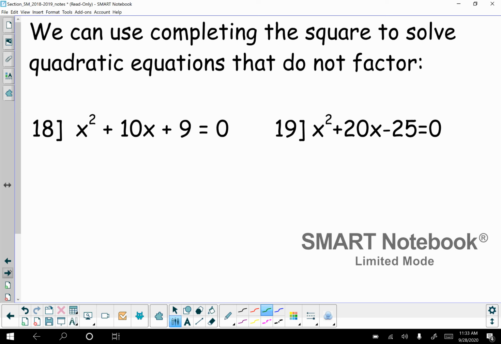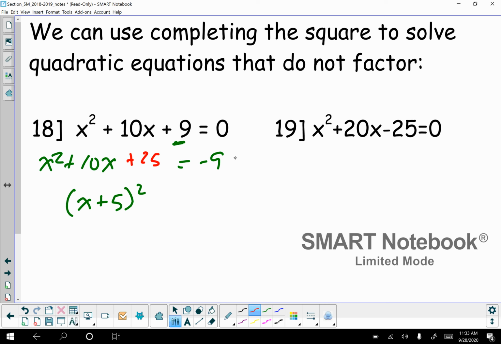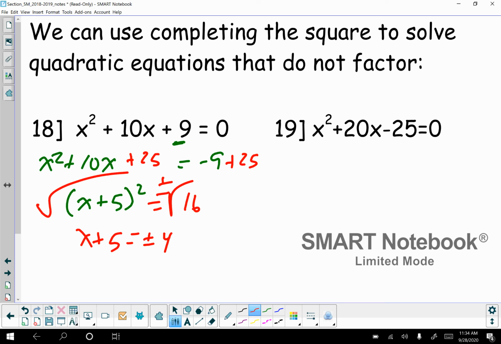All right, so when we want to solve by completing the square, if it's not a perfect square, I'm going to move that over. I'm going to leave myself a space, though. I'll subtract the 9. Half of 10 is 5, so 5 squared means add 25. If I add 25 to the left side, I have to add 25 to the right. Square root of both sides, don't forget the plus or minus. And subtract 5 and do the arithmetic. Negative 5 plus 4 is negative 1. Negative 5 minus 4 is negative 9. There's my two solutions.